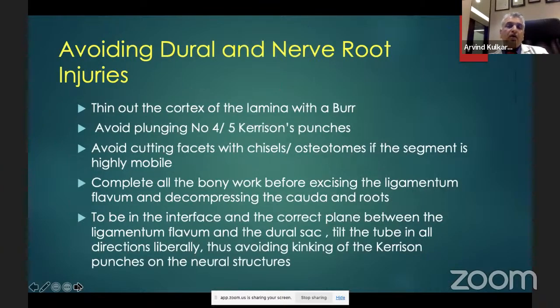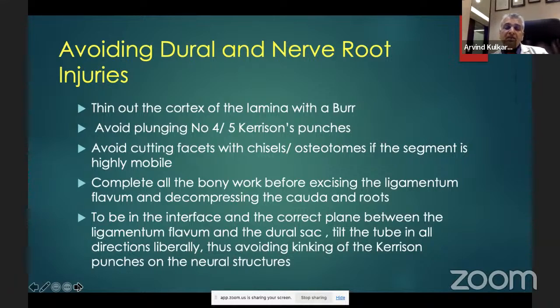So how do you avoid dural injuries? How do you avoid nerve root injuries? Thin out the cortex of the lamina with the burr. Don't use large size punches. Don't plunge them into the canal. Avoid osteotomes. Complete all bony work before you start working on the flavum. And be in the interface in the right plane between the flavum and dural sac. Tilt the tube in all directions liberally.